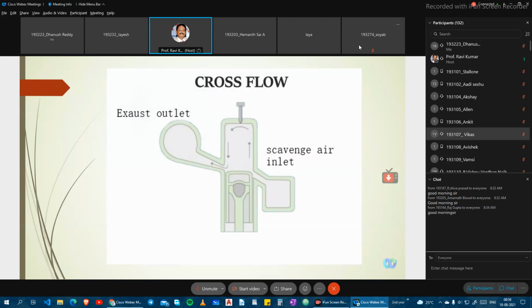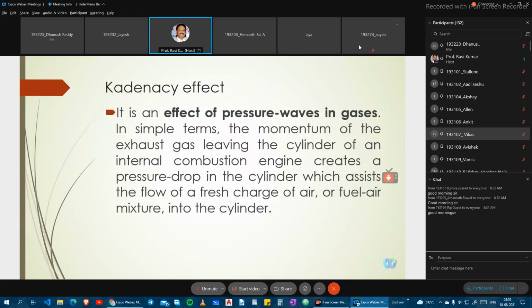Particularly, this scavenging process happens mostly in two-stroke cycle engines only. The Russian scientist had the Kadenacy effect, which is also one of these things. His observations are what we call the Kadenacy effect. It is an effect of pressure waves in the gases, because whenever you send charge inside the cylinder, the volume slowly reduces and pressure increases. That we call a pressure wave or pressure energy.